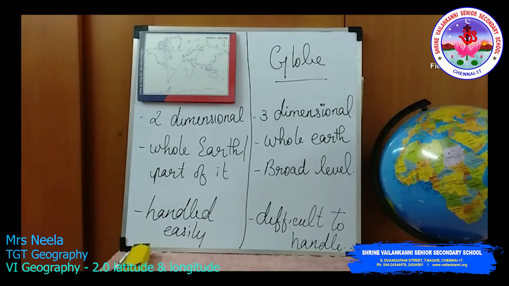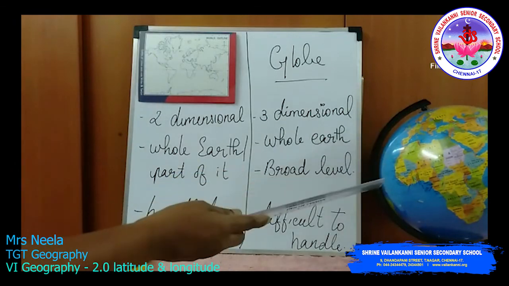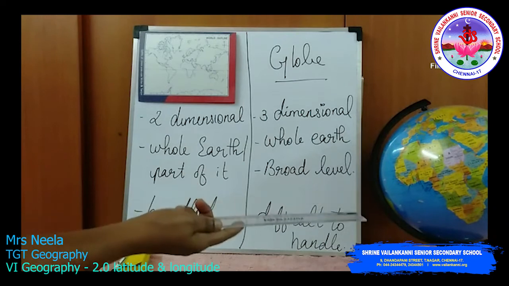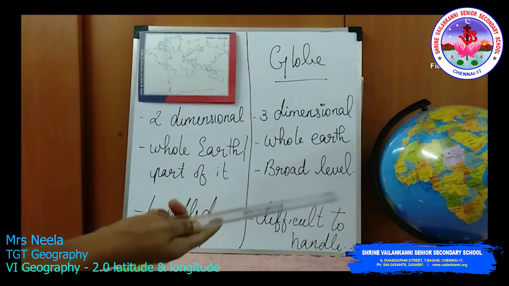What is a globe? A globe is a three-dimensional representation of the earth in miniature. In comparison, a map is a two-dimensional layout. The map also represents the whole earth. Even the globe represents the whole earth, but in a map even a part of it can be represented. The map can be easily handled. The globe is a little more complex and difficult to handle, so you cannot easily carry it anywhere.